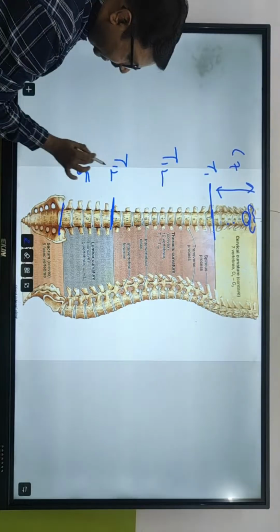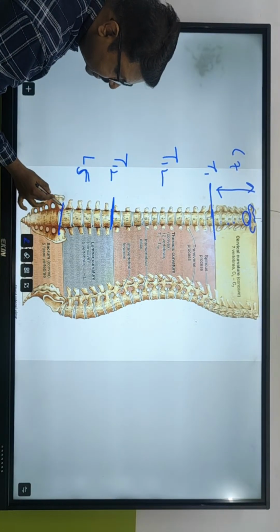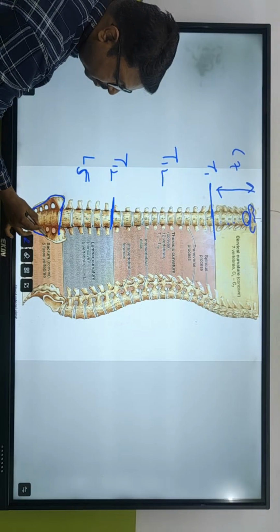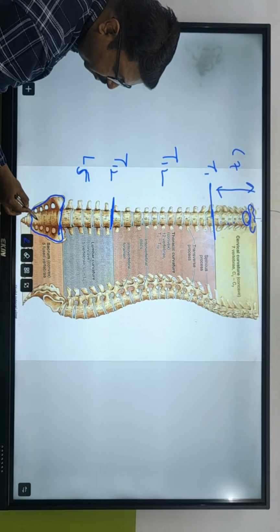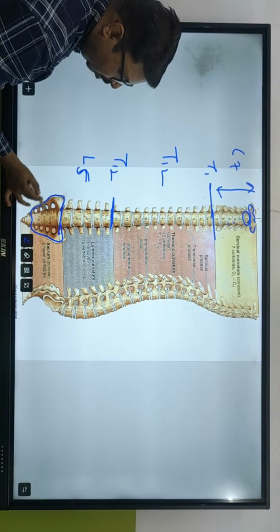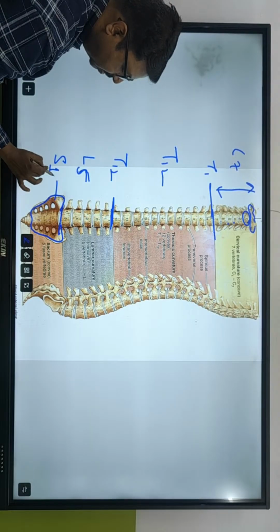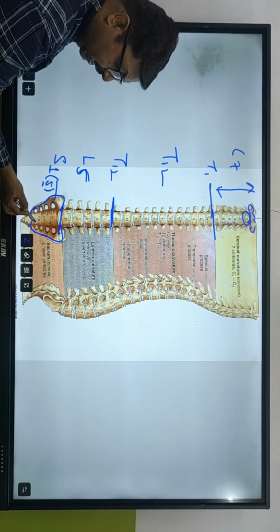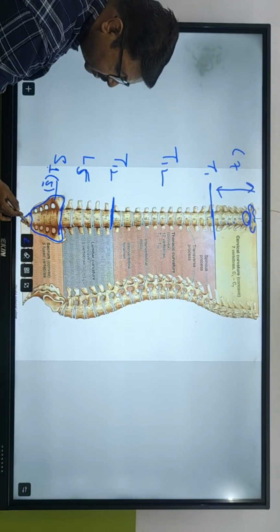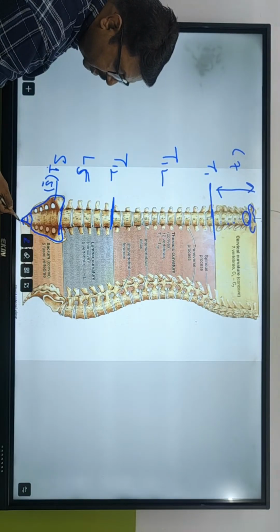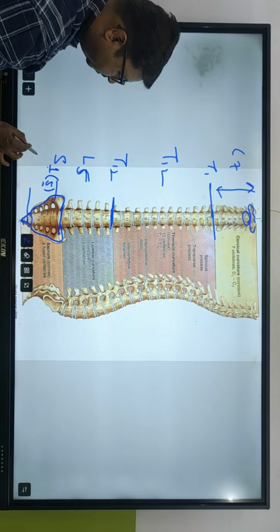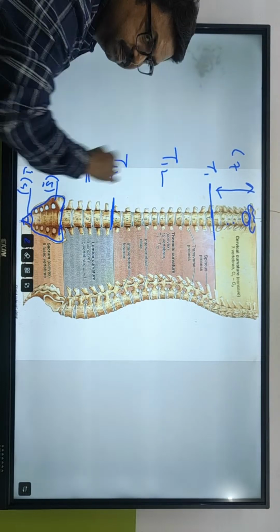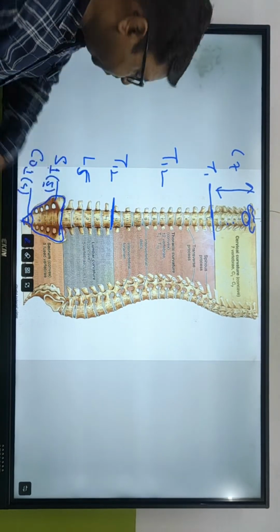T12. L5. What is this? Sacral. 5 fused to become 1. 1, 2, 3, 4, 5. Called sacral, 1. Bracket में 5. Why? 5 था, fuse होकर 1 बना. ये coccyx अभी 4 दिख रहा है आपको. ये 4 था, पर fuse होकर क्या बना? 1 बना. That is vertical column. This is the vertical column formula.